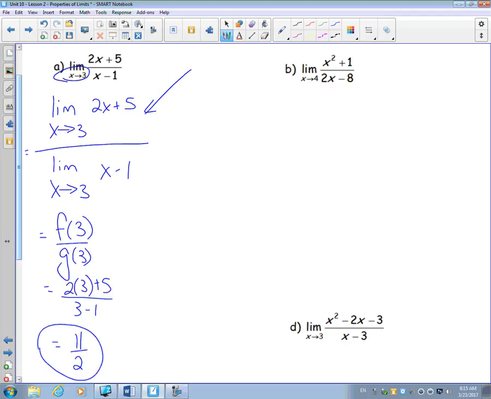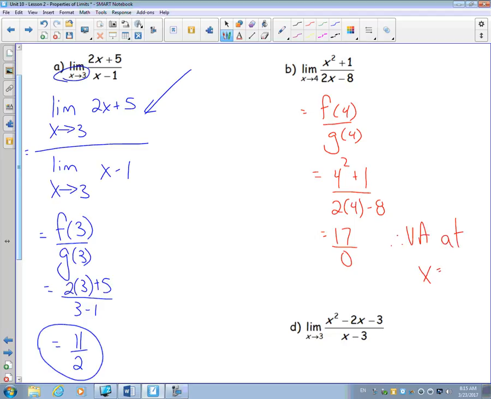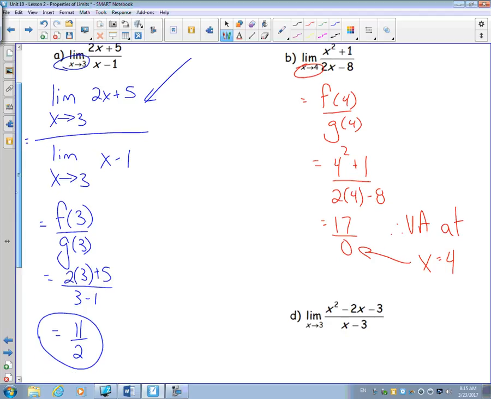What happens as we approach 4? Well, that's the same thing as doing f at 4 over g at 4. So I got 4 squared plus 1 over 2 times 4 minus 8. What do I get? I got 17 over 0. The fact there's a 0 on the bottom tells me there's a vertical asymptote at x equals 4. I know it's at 4 because that's what we were approaching. There's a discontinuity in this graph. There's a break in the graph.